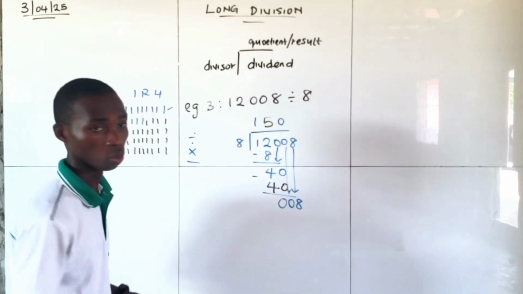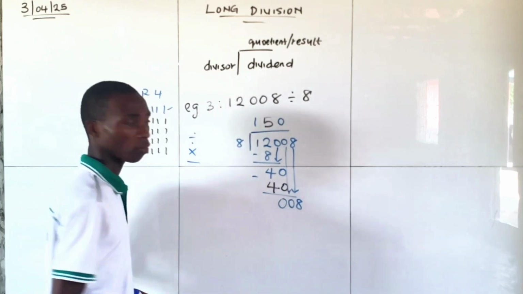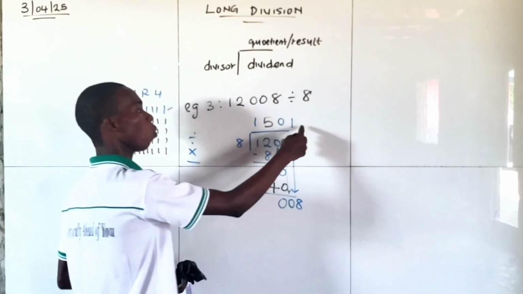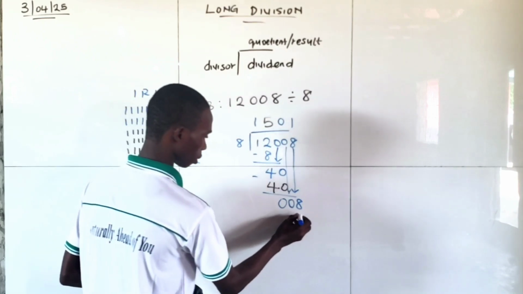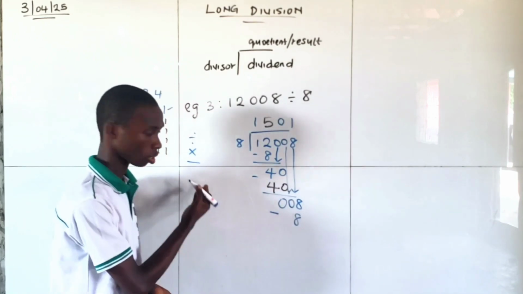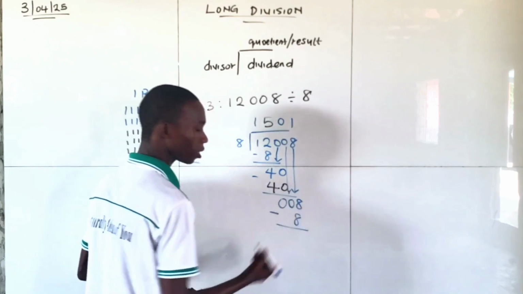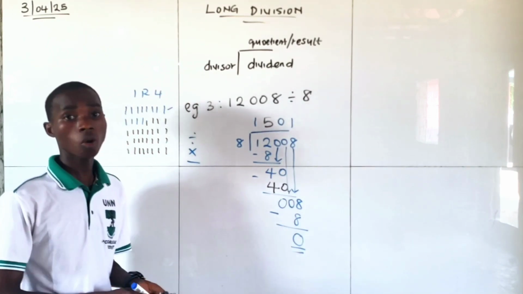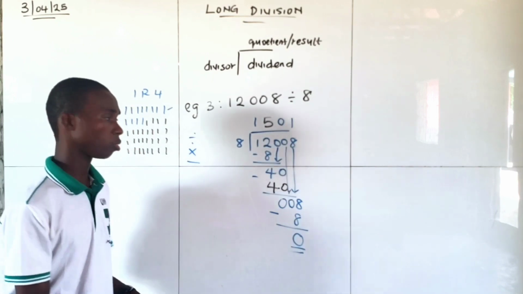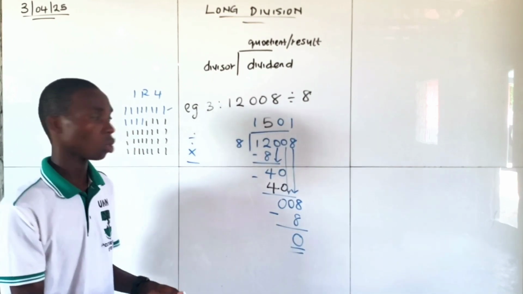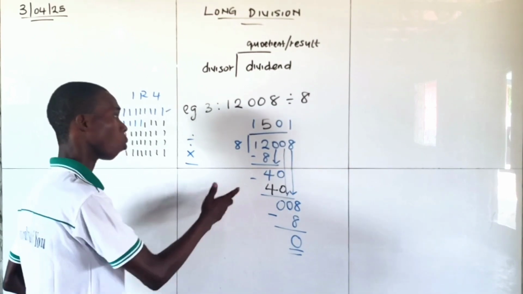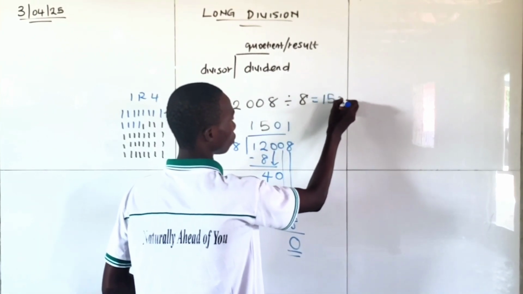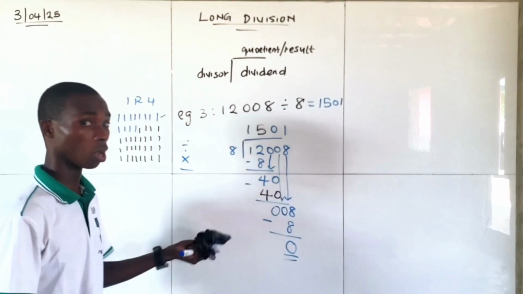Now, let's continue to divide. 8 divided by 8 will give us what? Will give us 1. So we'll put 1 here. And then 1 times 8 will give us 8. We'll bring down our 8 and then we'll minus it. 8 minus 8 will give us just 0. So there is no other number for us to bring down. Get me? So we'll just leave our answer like this. Our answer is 1501. So this is our answer.